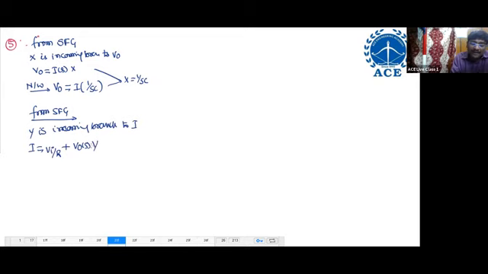Next, from network, write I. I equal to what? Vi of S minus V naught of S divided by R. Now compare these two. Vi is there, 1 by R is there. That means Y equal to what? Minus 1 by R. Then you will get the answer.